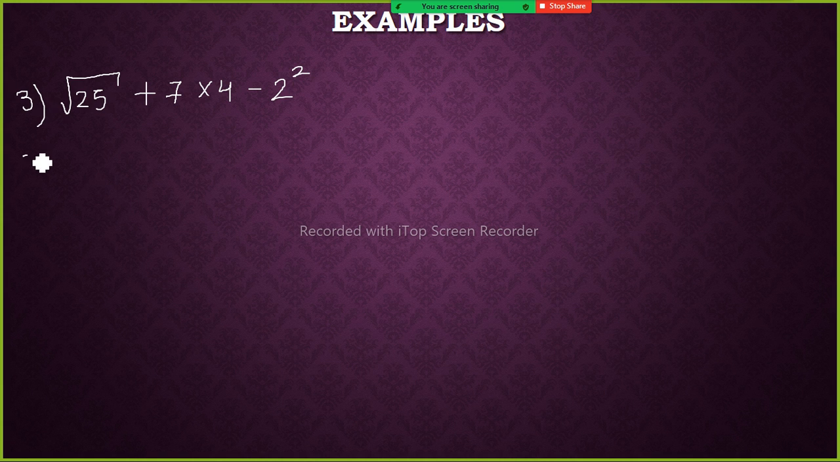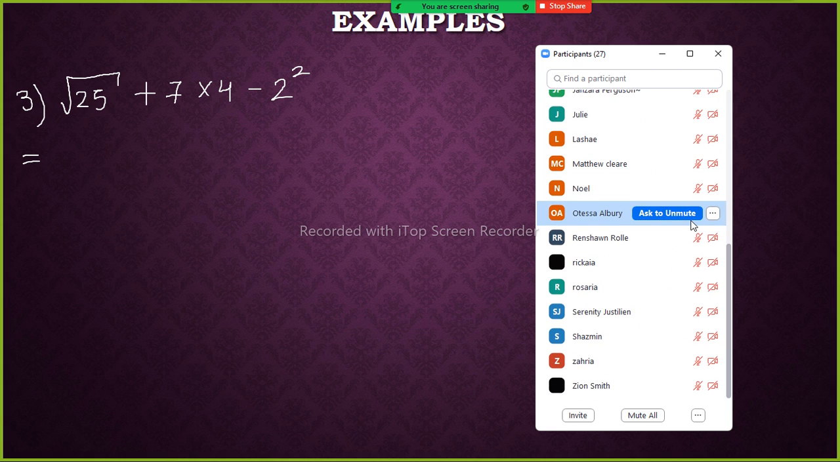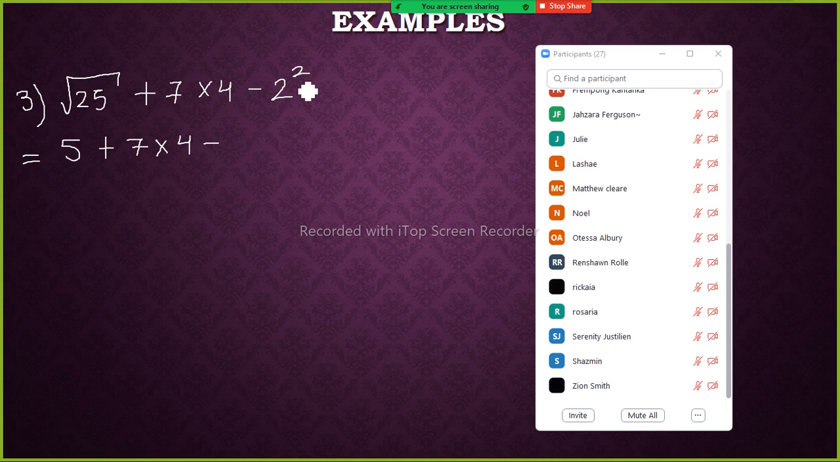Alright, so let's do this. What's the first thing we're going to do? You're going to deal with the square root. The square root of 25 is going to give us 5, plus 7 times 4, we keep it, and then minus, what is 2 squared? 4. Very good. 2 squared is 4.